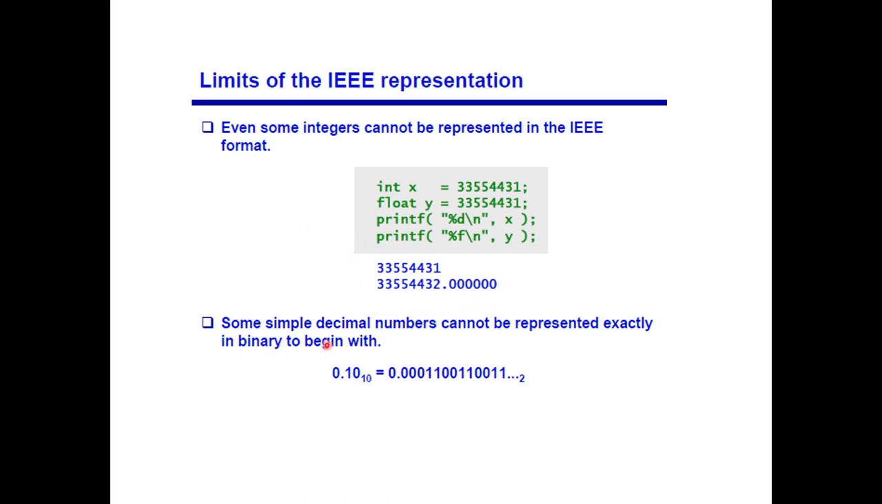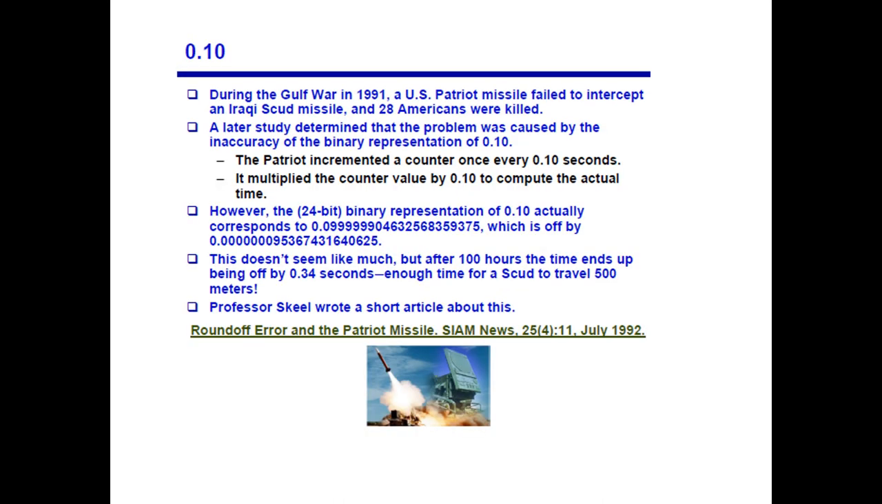And as I told you earlier, some very simple decimal numbers cannot be represented exactly in binary, like 0.1. I told you a couple of times already in this lecture, and this is the number which keeps on repeating forever. And I'll give you an example of what happened.